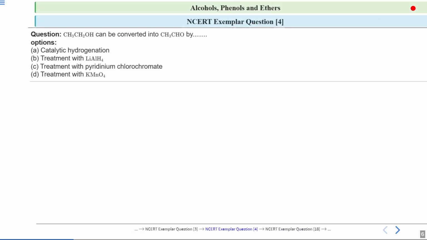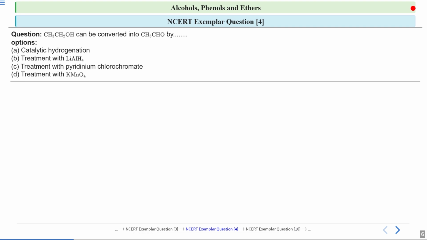Okay, let's move on to the next question. The next question is asking: this is an alcohol which is given to you. You have to convert this alcohol into an aldehyde. Four options are given. You have to choose the correct option. I'm giving you some time to think and then we will discuss.